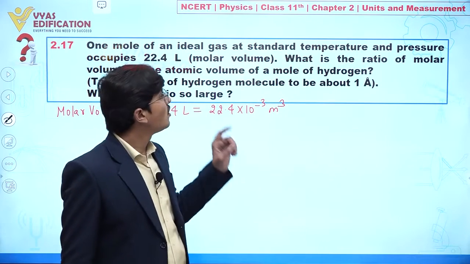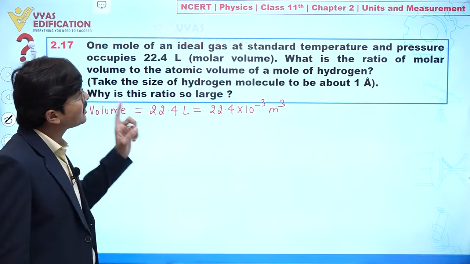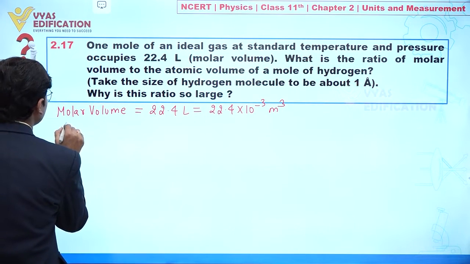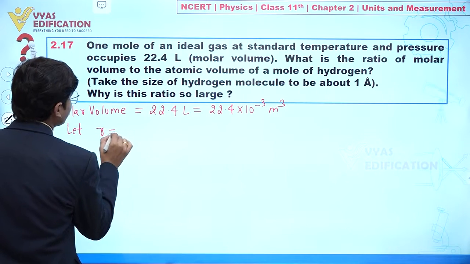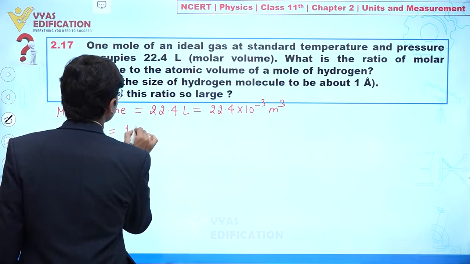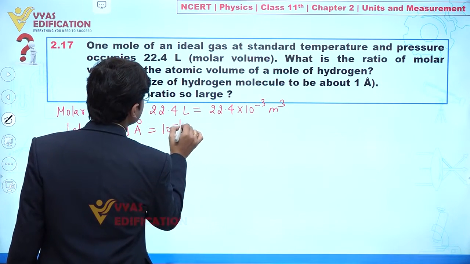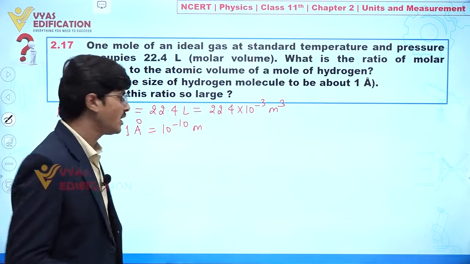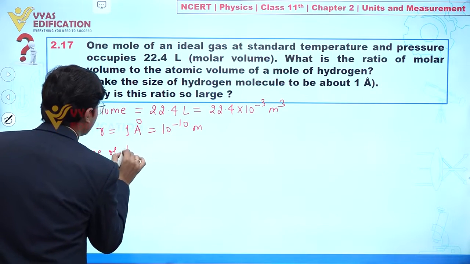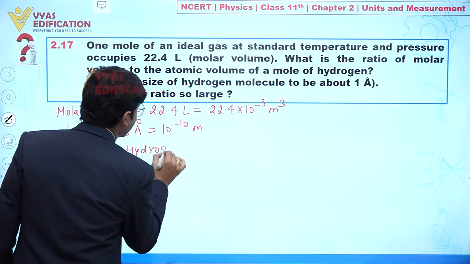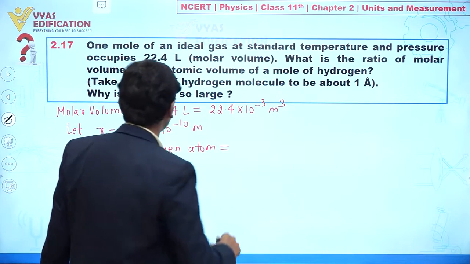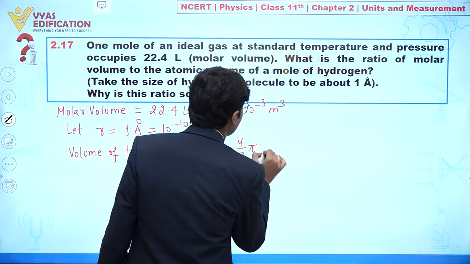Now it is asked, what is the ratio of molar volume to atomic volume of 1 mole of hydrogen. Let's suppose the radius of a hydrogen atom is 1 angstrom, which is 10 to the power minus 10 meter. So what is the volume of a hydrogen atom? The volume of a hydrogen atom is given by 4 by 3 pi r cube.